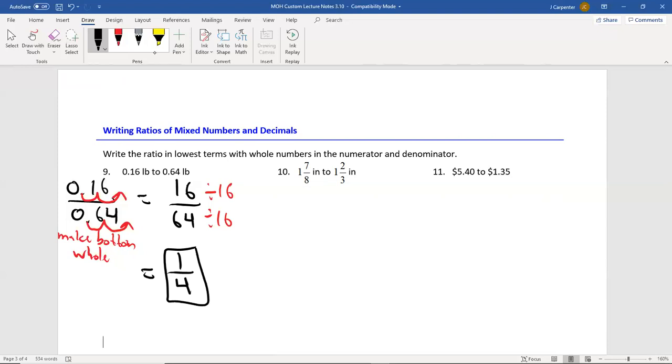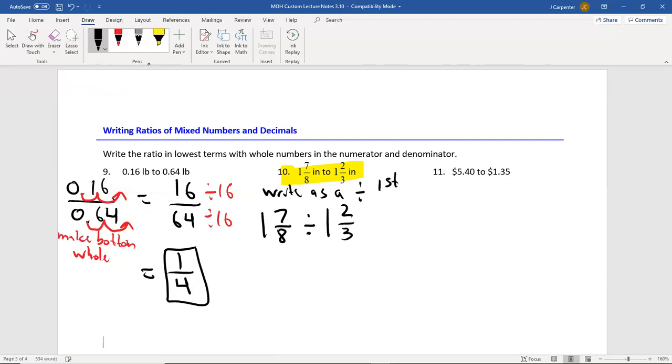Number 10. I'm highlighting this one. What you need to do is write as a division first. And when I'm saying this, I mean literally write it as a division symbol. Instead of writing the word 2, write the division. Instead of writing on top of each other, write the division. So that's 1 7/8. Then a division symbol, 1 2/3.